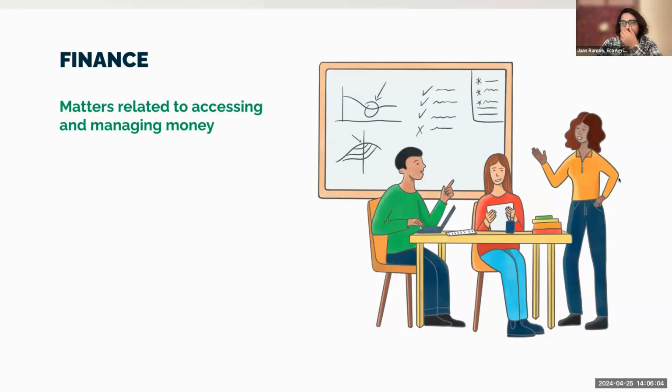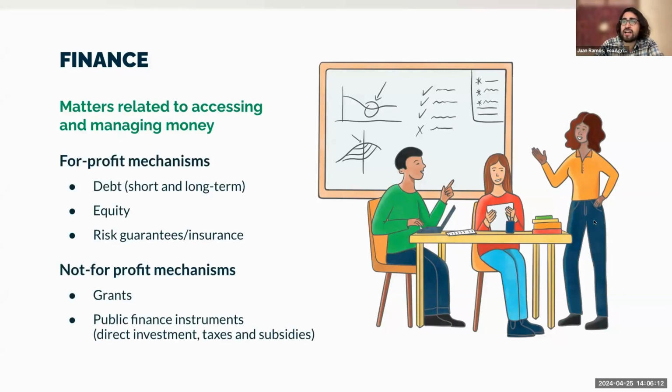Now, when we're thinking about finance, in its most simple terms, it's everything as it relates to accessing and managing money. And it really depends on what kind of finance you have, who's giving you the money, what they're giving it to you for, and what conditions are attached to it. Generally, at the more basic level, finance or funding that comes through grants or public funding may sometimes be considered free, but it's free generally in relation to you doing something for it.